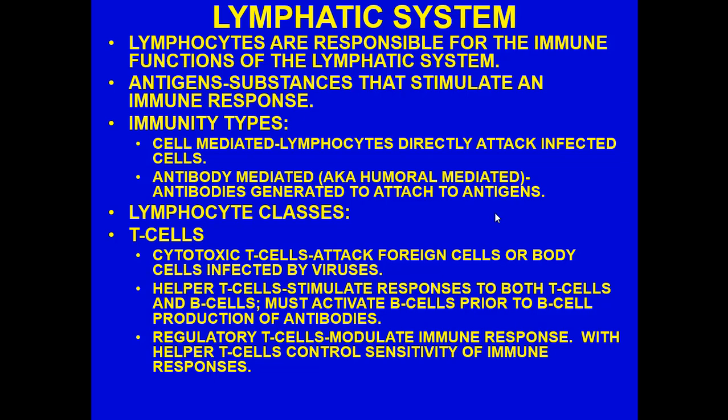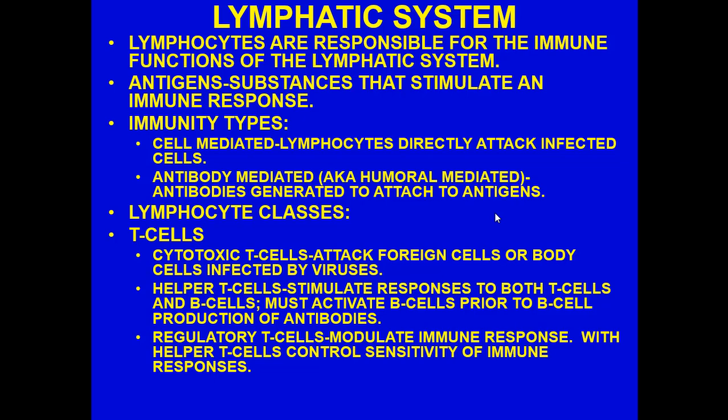Helper T cells will stimulate responses to both T cells and B cells. So they sort of play a role as kind of coordinator or manager. But helper Ts must activate B cells prior to B cell production of antibodies. So it's the one that sort of turns B cells on and says, okay, now start producing your antibodies.